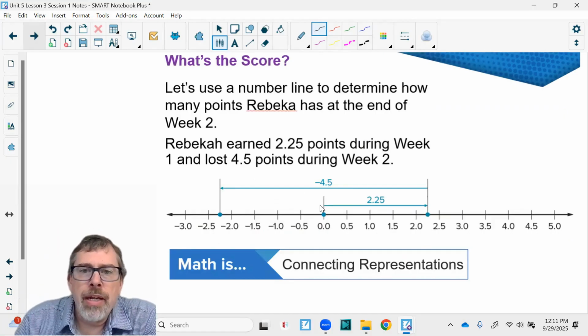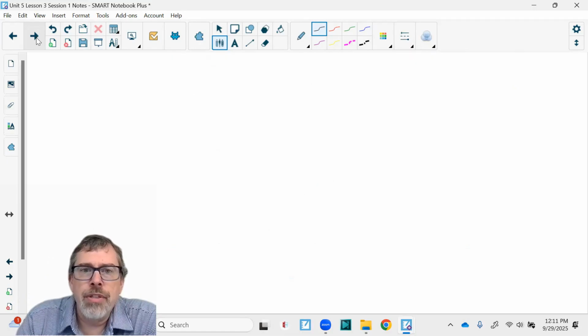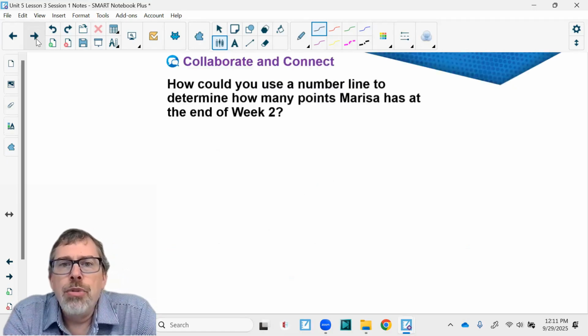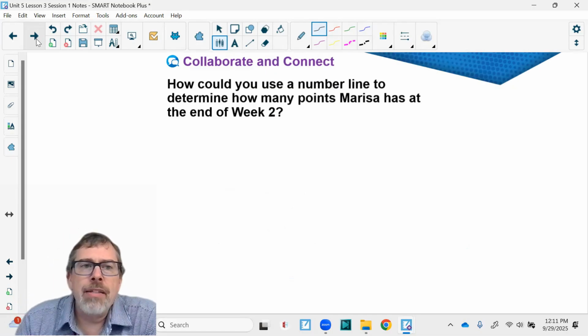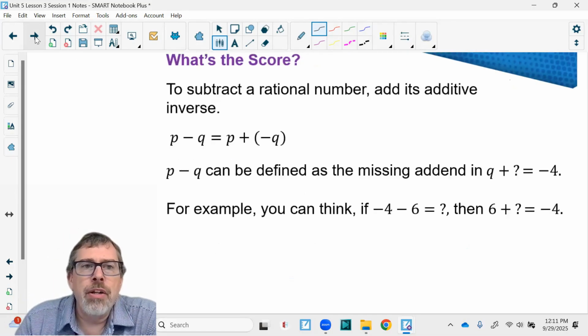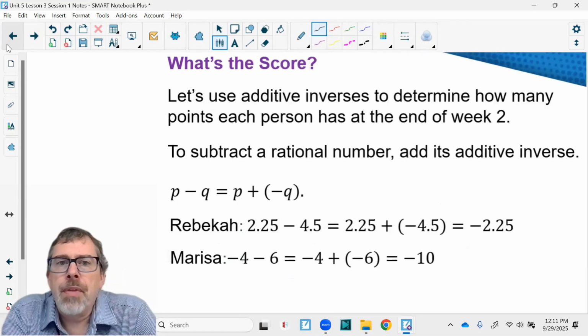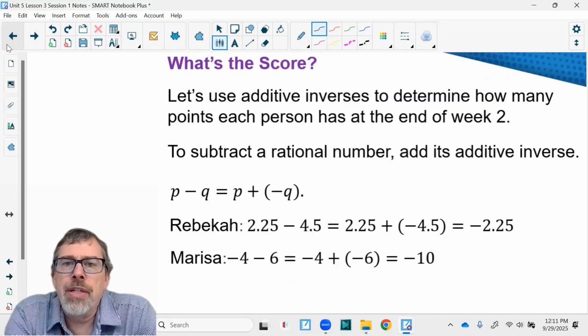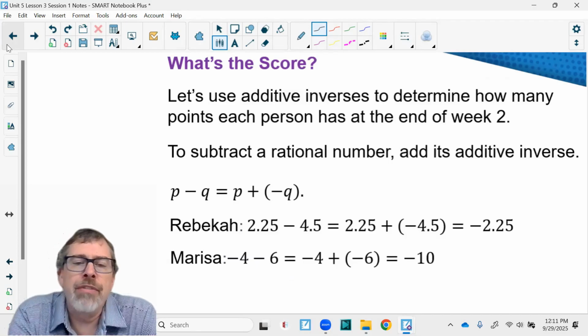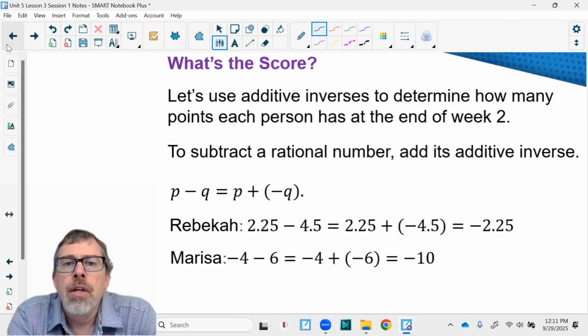So if we use a number line, this is just the number line that they showed that I've already created, so I'll skip that. How could you use a number line to determine how many points Marissa has? I've already done that. -4, then another -6. So let's use the additive inverse to determine how many points each person has at the end of week 2. That way we don't have to do models. To subtract a rational number, add its additive inverse. So if we have P minus Q, that's the same as P plus a negative Q.